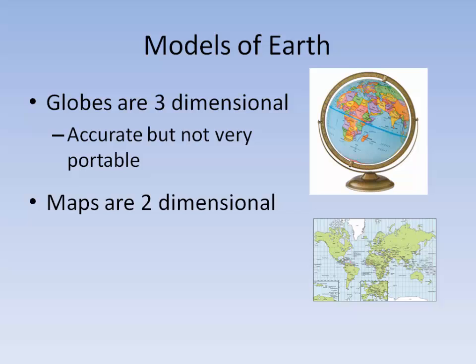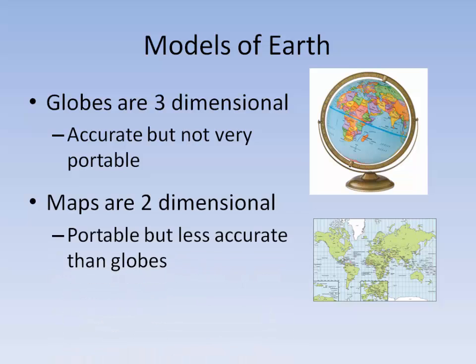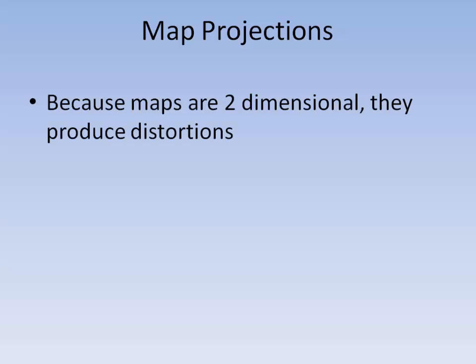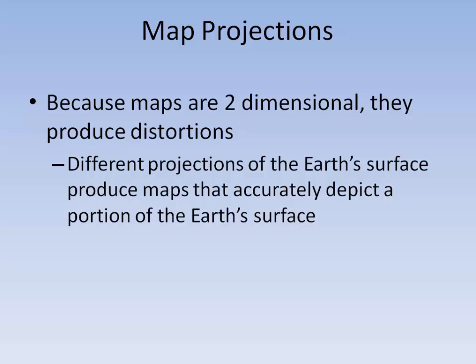Maps are two-dimensional. They're very portable. You can fold them up, put them in your pocket, but they're not as accurate as globes. Maps are made by what we call map projections. Because they're two-dimensional, maps produce distortions. Think about trying to wrap a piece of paper around a globe. It just doesn't work very well. So different projections of the Earth's surface produce maps that accurately depict only a portion of the Earth's surface, but not the entire Earth.